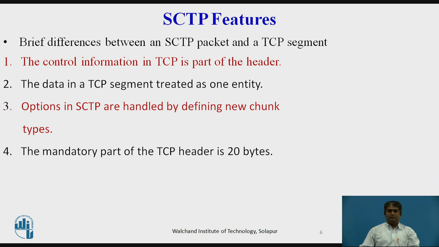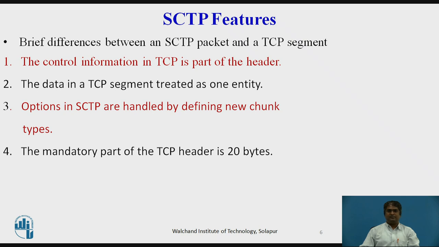Here, let us briefly list the differences between an SCTP packet and a TCP segment. The first difference: the control information in TCP is part of the header. The control information in SCTP is included in the control chunks. There are several types of control chunks, each used for a different purpose.